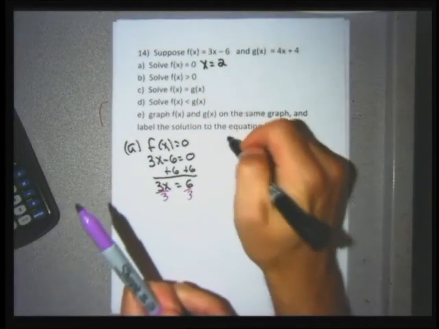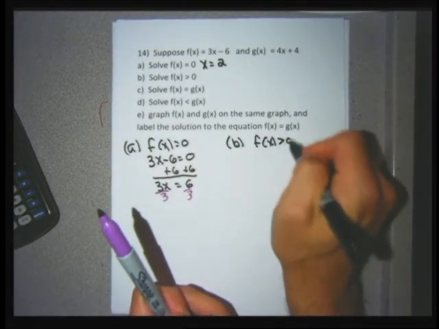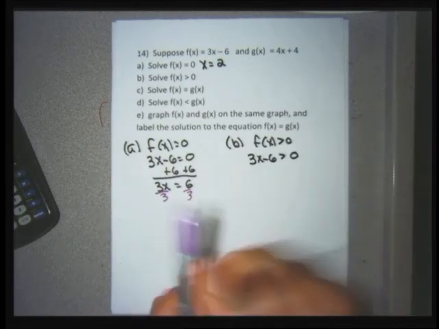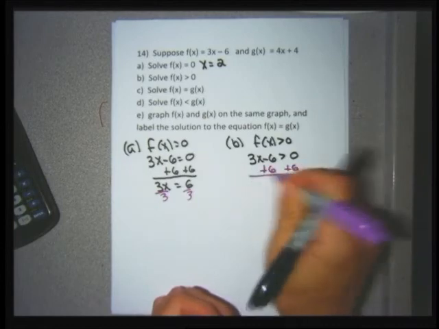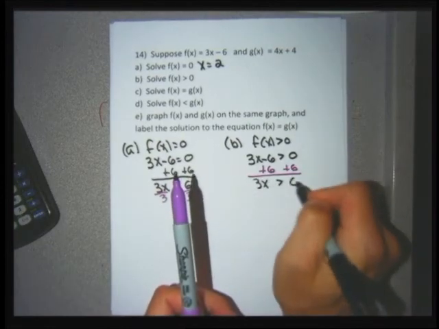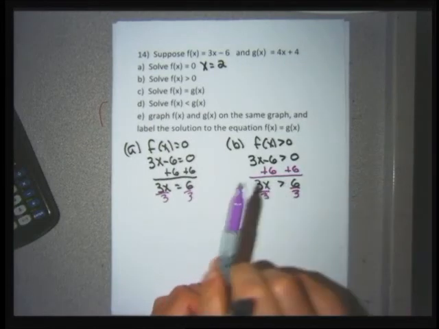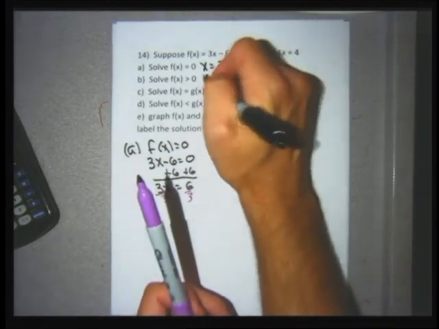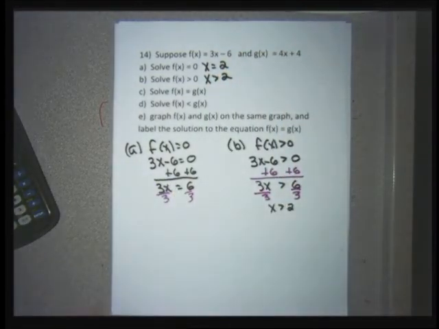To do part B, to find out where f of x is greater than 0, I take the right side of the f function, which is 3x minus 6, set it greater than 0, do the exact same algebra, and in this problem I'm not going to need to make the greater than into a less than, because I'm not dividing by a negative. So when I solve this inequality, I'm not flipping the inequality. You only flip the inequality if you have to multiply or divide by a negative. And the number that I divided by was a positive 3, which doesn't force me to flip.